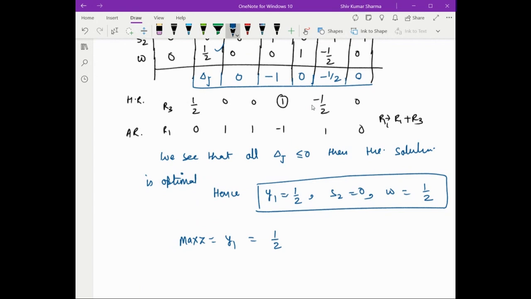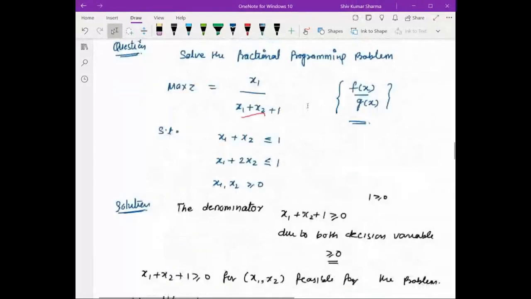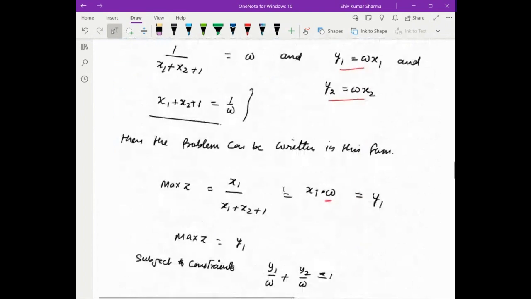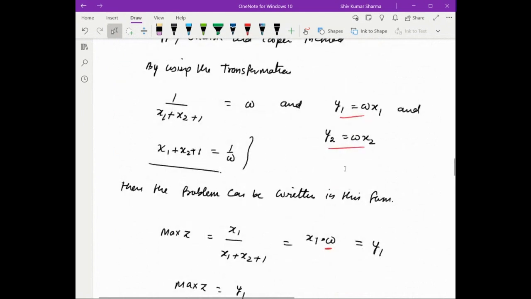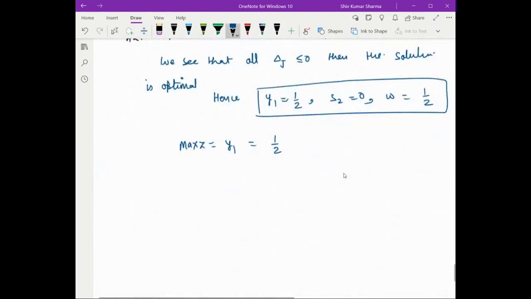And our given problem, that means the actual problem, is given in the form of x1 and x2 variables. So remember this, our actual problem is in the x1 and x2 form, not the y1 y2 form. So we just find out the values of the x1 and x2 variables. You put here y1 equal to omega x1 and y2 equal to omega x2. So we write the value of x1 as y1 upon omega.